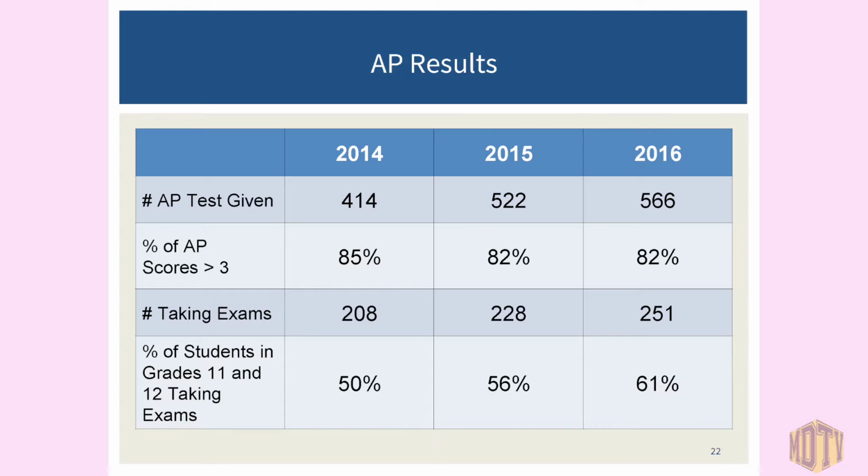So you'll see that there has been a steady increase in the number of tests given as well as the number of students taking the exams. And there's been a consistent percentage of AP students scoring more than 3 in both 2015 and 16. I do have an additional handout regarding the AP tests, so you can see the list of the AP tests that were taken this year as well as the scores of those particular content areas, which I will make available for the public as well as for the board. That was added just this afternoon as a request.